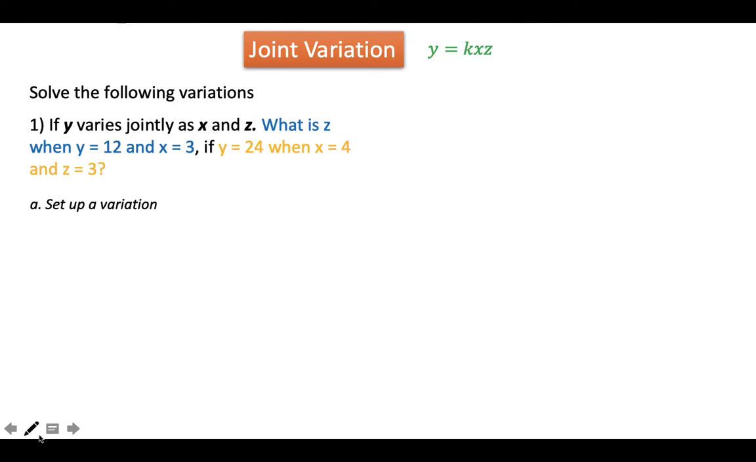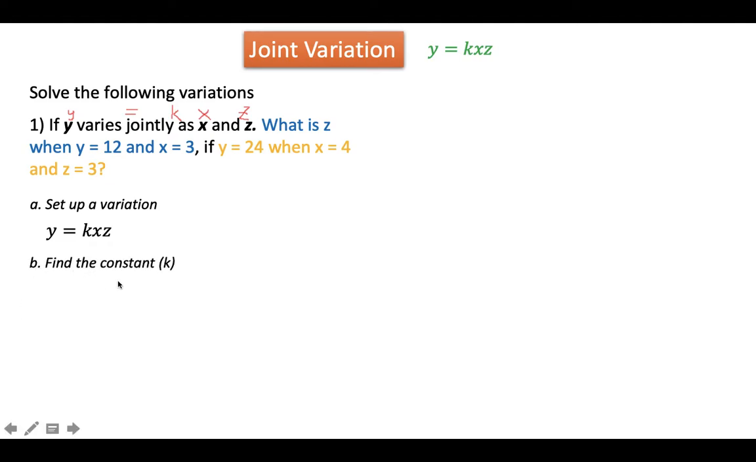First, we're going to set up a variation. So we have here the first quantity y varies jointly, which we can translate as x. Then our two quantities are x and z. Then there's always a constant here. And that is our variation. Y is equal to k times x times z.